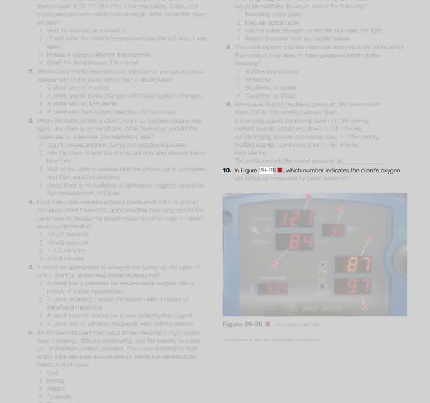In Figure 29-28, which number indicates the client's oxygen saturation as measured by pulse oximetry? See answers to Test Your Knowledge in Appendix A.